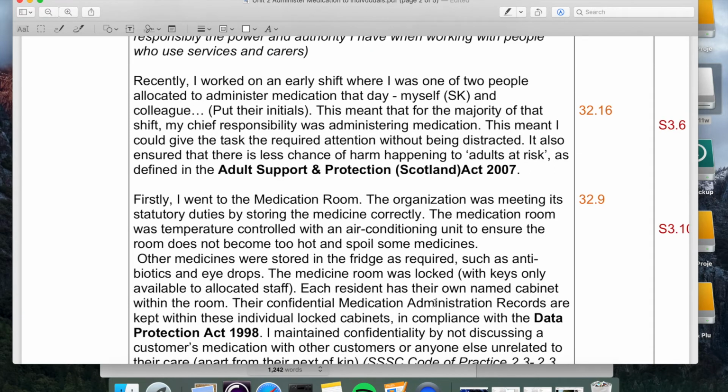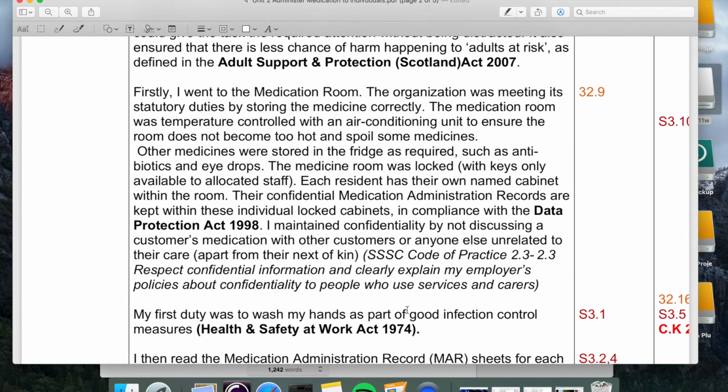And continue. Firstly, I went to medication room. My organization was meeting its statutory duties by storing the medication correctly. The medication room was temperature controlled with an air conditioning unit to ensure the room does not become too hot and spoil some medicines. Other medicines were stored in the fridge as required, such as antibiotics and eye drops. The medicine room was locked with keys only available to allocated staff.